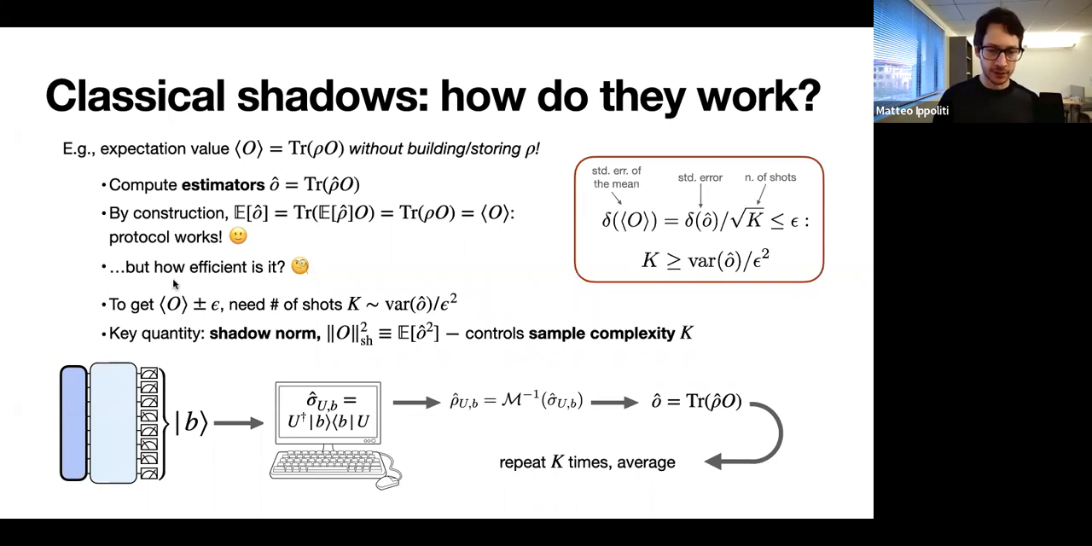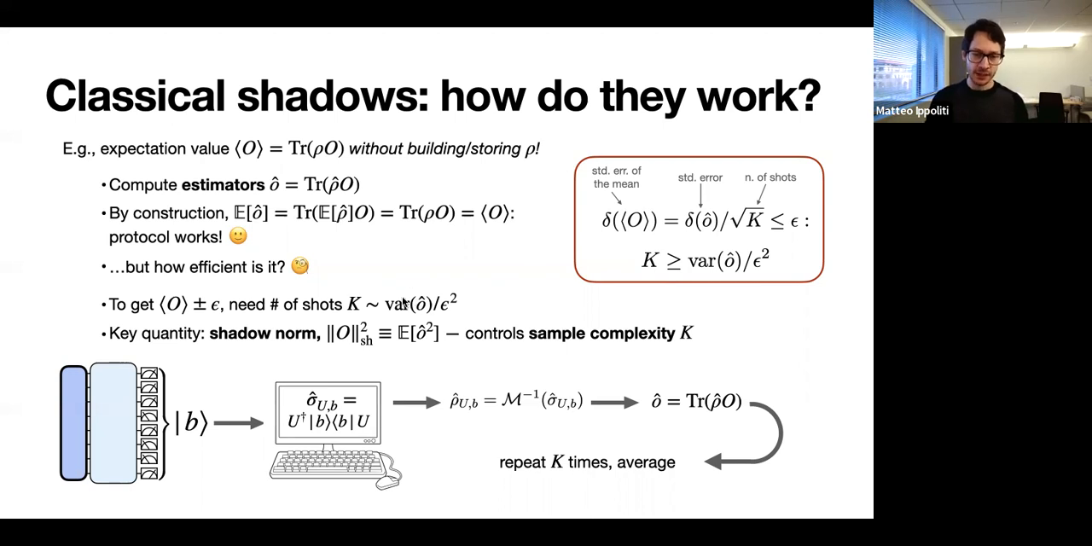So if I want to get my expectation value plus or minus epsilon, the number of shots k I need is going to scale in this manner, just from computing the standard error of the mean from a population of random variables. I get this 1 over square root of number of samples that comes in, and if I want to bring this overall uncertainty to within epsilon, this is the number of shots I need.